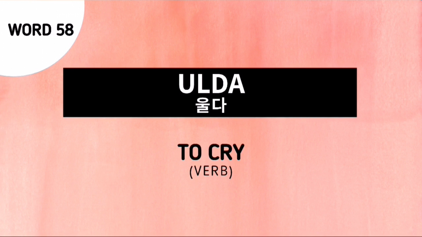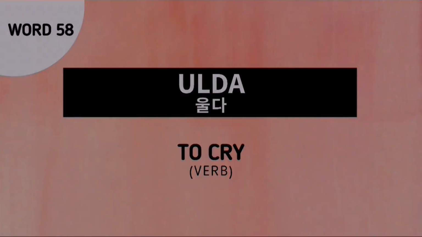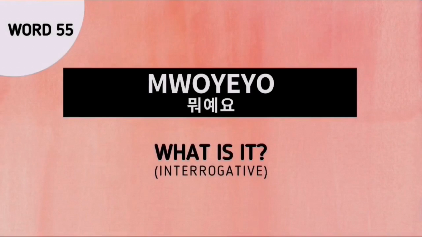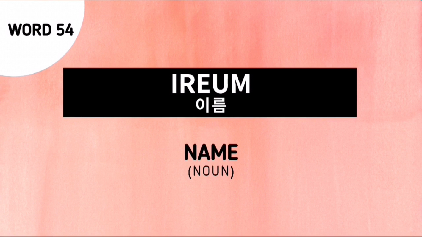Next word is 울다. This is a verb which means to cry. Next word is 하다. This is another verb which means to do. Next word is 가다. This is another verb which means to go. Next word is 뭐예요? And this is used to say or ask, what is it? Next word is 이름. This is the Korean term for name.